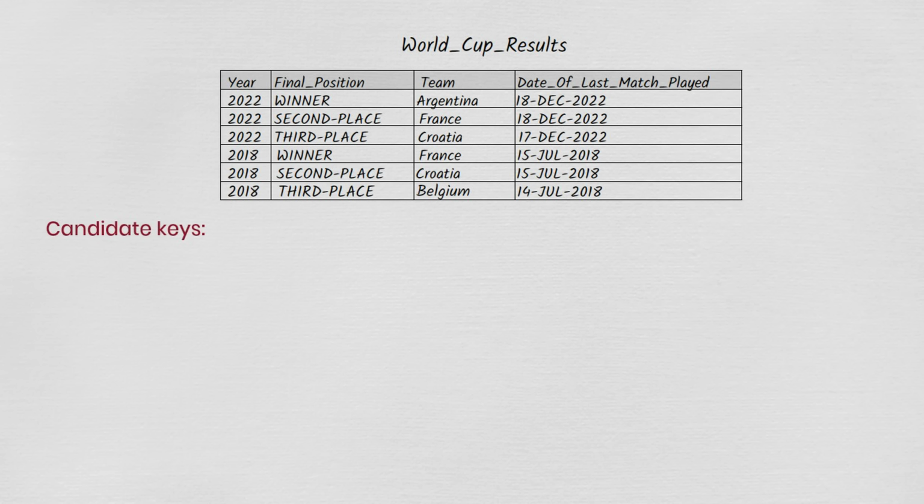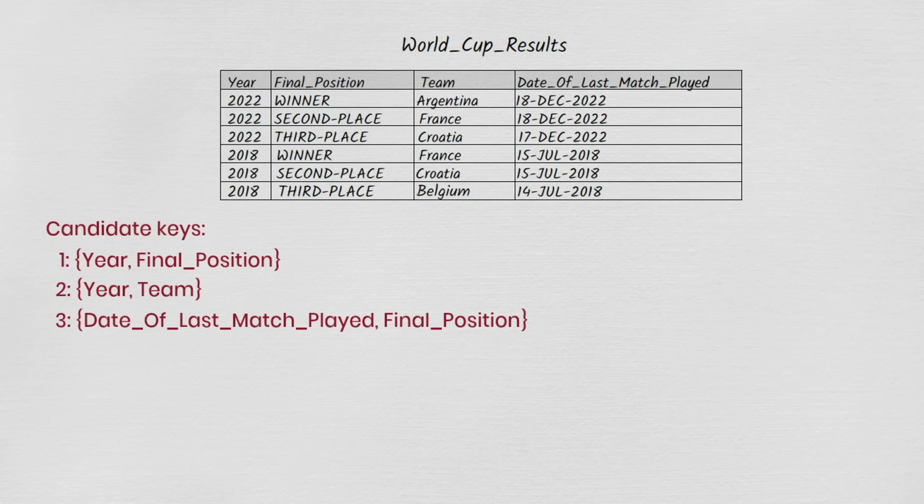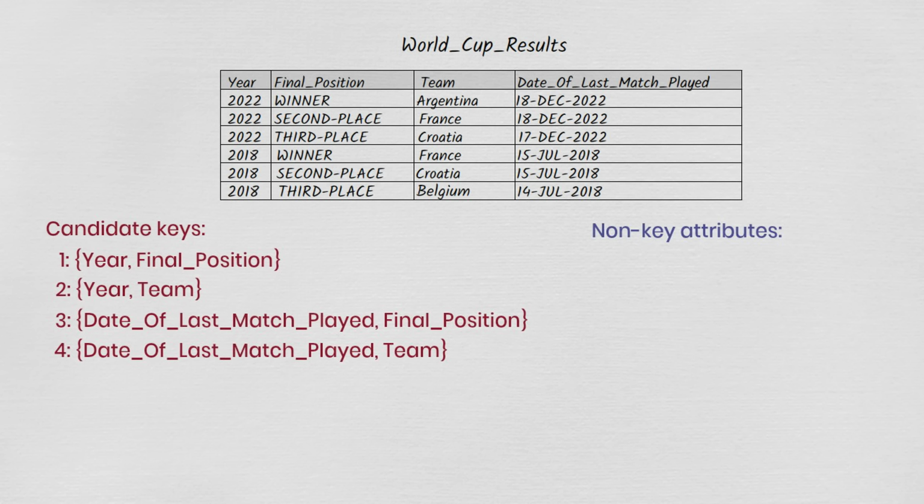In this case, there are 4 candidate keys: the combination of year and final position, the combination of year and team, the combination of date of last match played and final position, and the combination of date of last match played and team. Examine any of these 4 and you'll find that it's guaranteed to uniquely identify a World Cup result. Step 2. Find the non-key attributes. These would be attributes that don't belong to any key. But in this case, there aren't any non-key attributes. Every attribute in the table belongs to some candidate key.